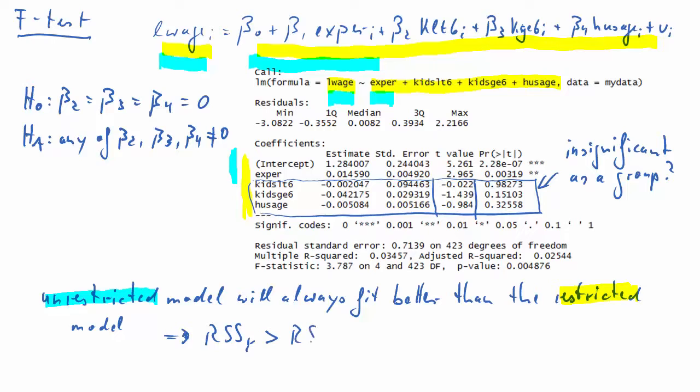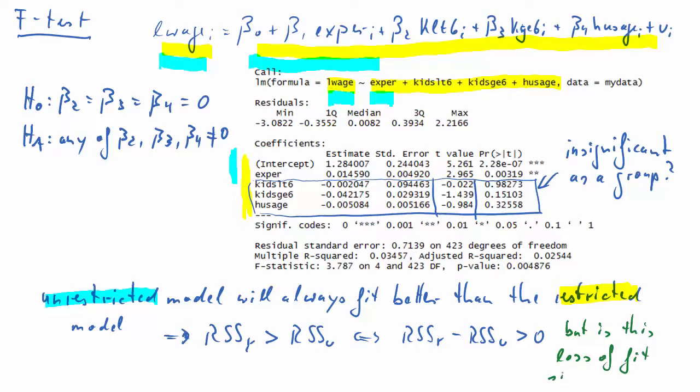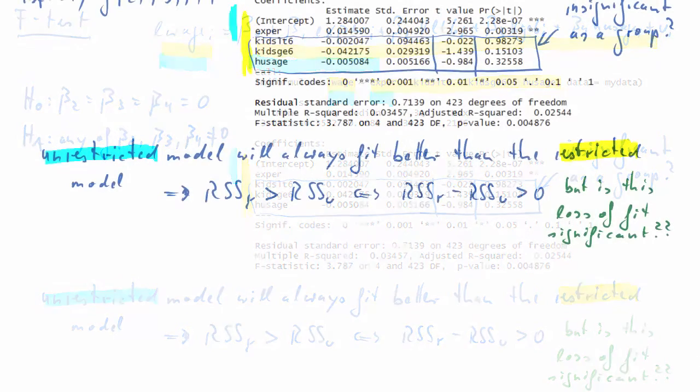Formally, we say that the residual sum of squares restricted is larger than the residual sum of squares unrestricted, or that the difference between the two is always going to be larger than 0. That is very important to understand. The question is, however, when we impose these restrictions, is this difference, which is going to be larger than 0, actually significantly larger than 0? That's the question we want to answer.